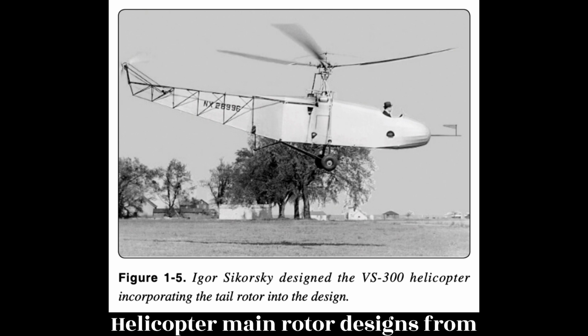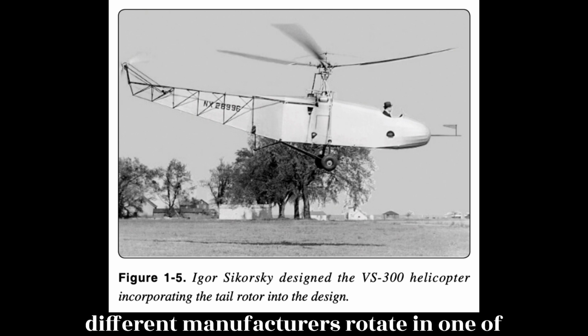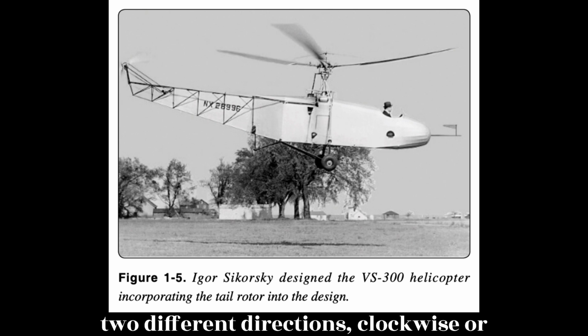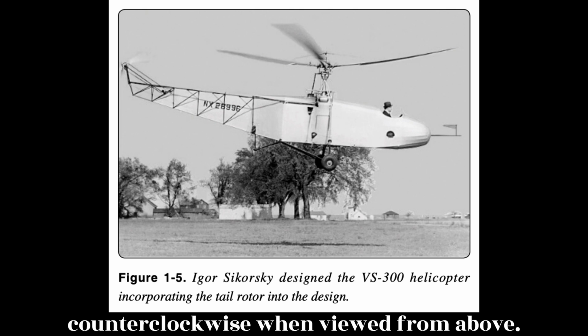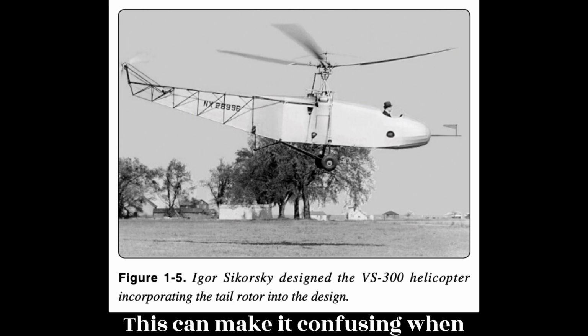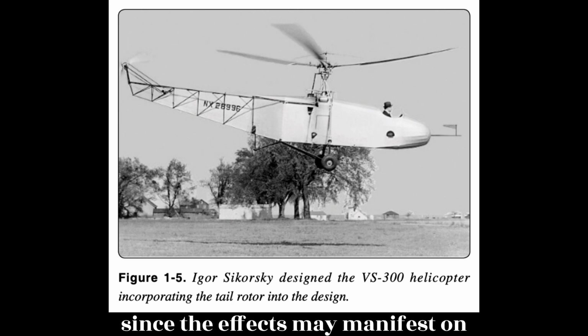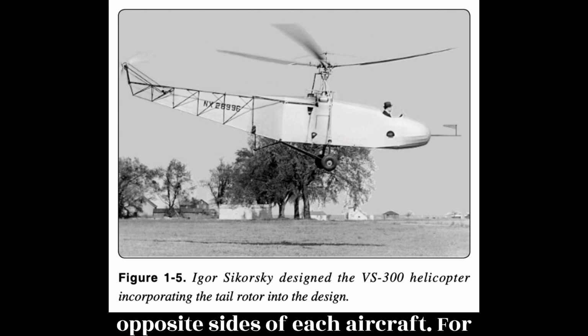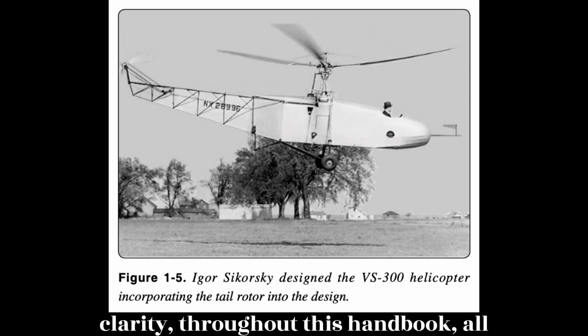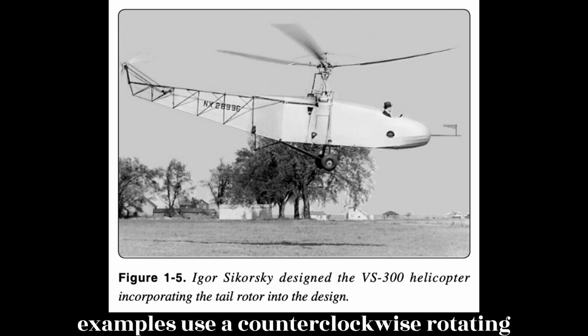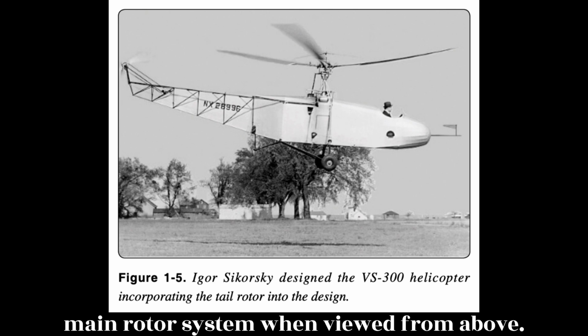Helicopter main rotor designs from different manufacturers rotate in one of two different directions, clockwise or counterclockwise when viewed from above. This can make it confusing when discussing aerodynamic effects on the main rotor between different designs, since the effects may manifest on opposite sides of each aircraft. For clarity, throughout this handbook, all examples use a counterclockwise rotating main rotor system when viewed from above.